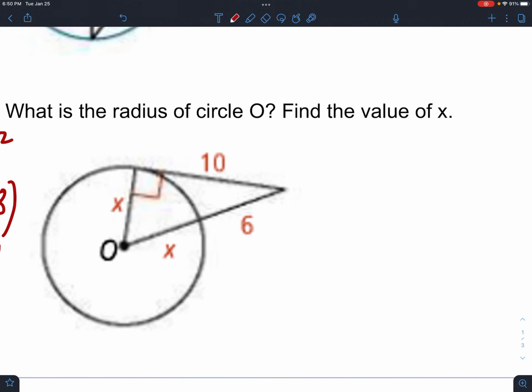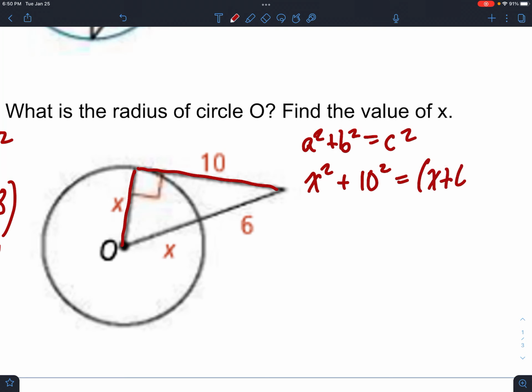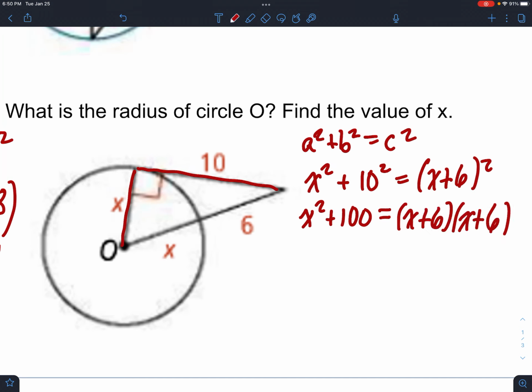So again, this is my A, this is my B, my C is going to be my largest side. So A is x, B is 10, and C is going to be x plus 6. So I've set up the Pythagorean Theorem, make this 100, and let's rewrite both of our copies. And we're going to FOIL again.